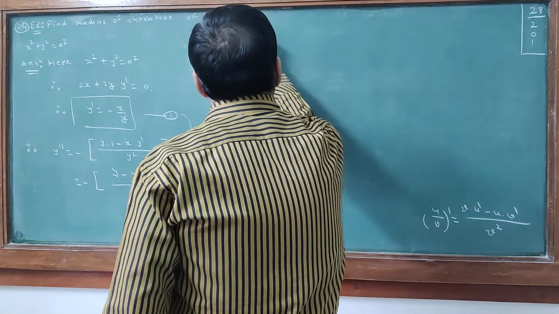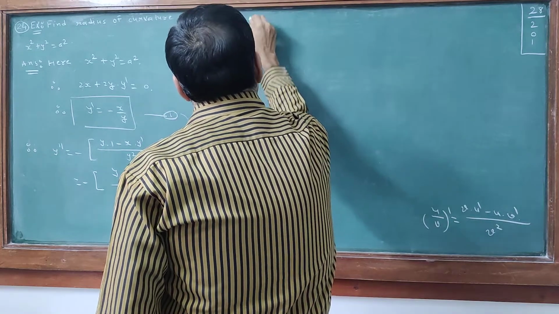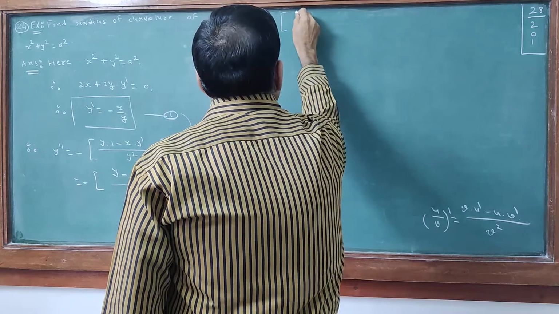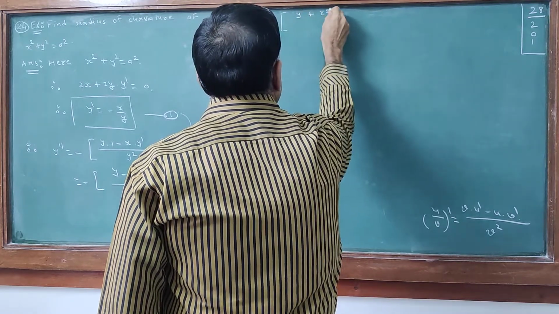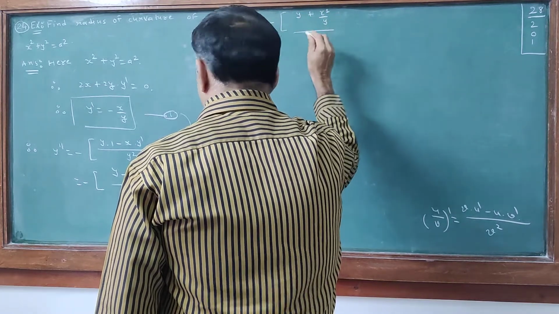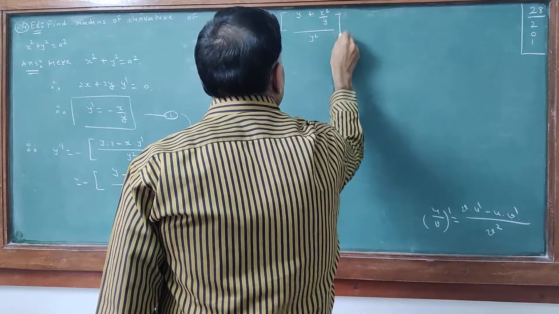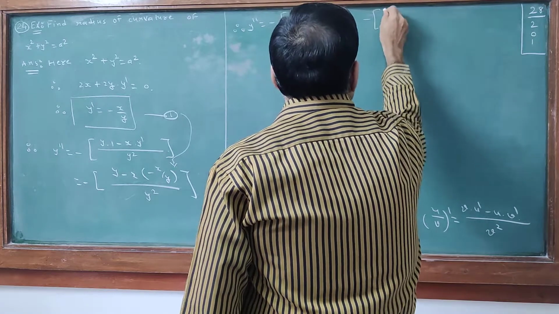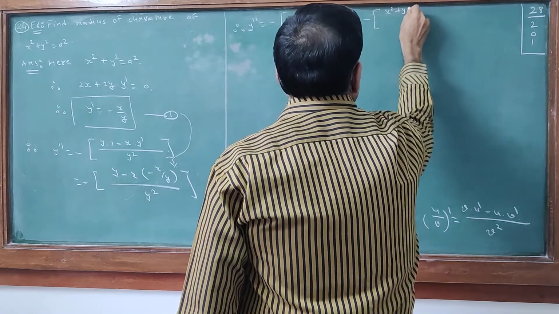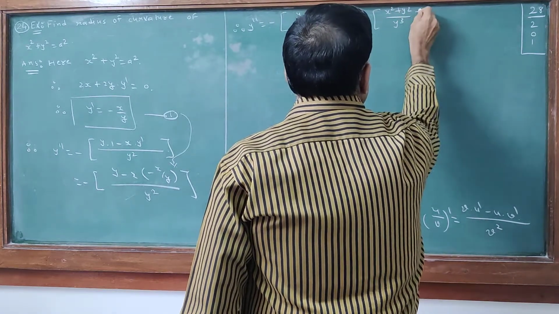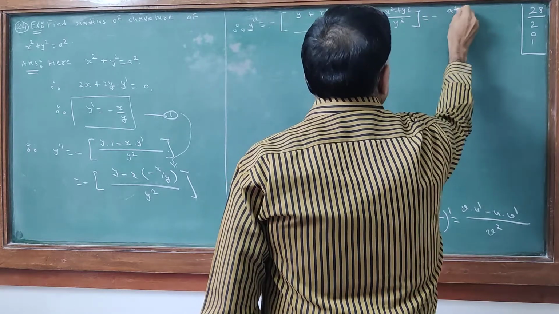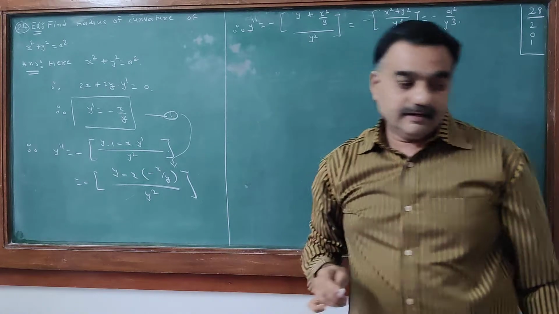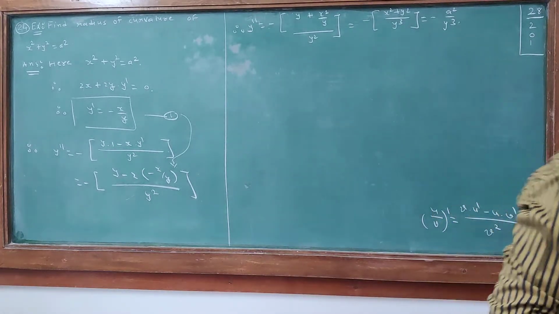Therefore, y double dash equals y square plus x square upon y cube, and therefore this is equal to minus x square plus y square upon y cube. So this is equal to minus a square upon y cube, because x square plus y square is a square.